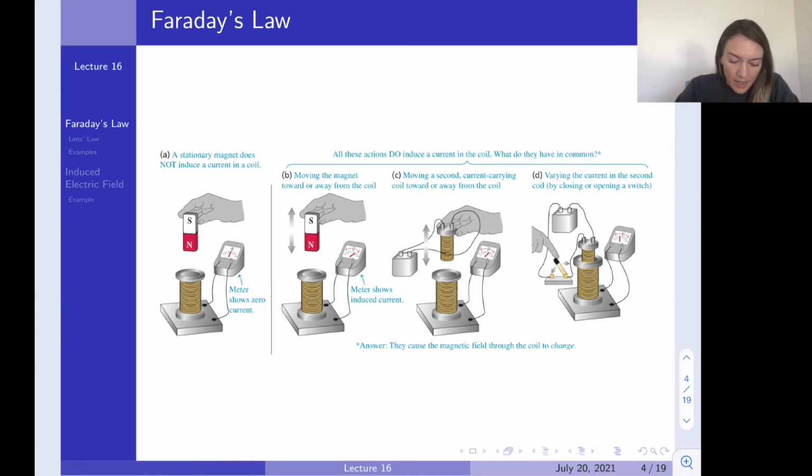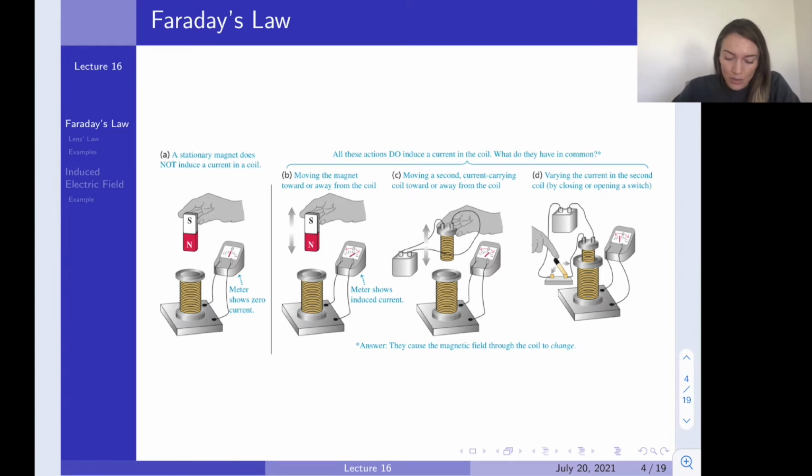So here, this is a coil, like a little solenoid. It's a current carrying wire wrapped around this solenoid, and we have an ammeter to show the current. If I just hold a magnet stationary above this coil, nothing will happen. There's no current flowing through this wire. The magnetic field is just staying the same. It's just the magnetic field of a bar magnet, and nothing's happening.